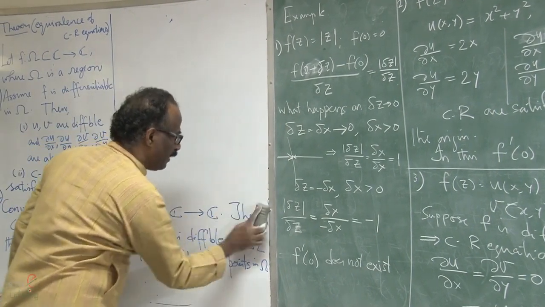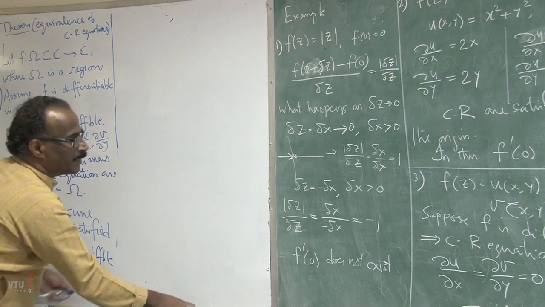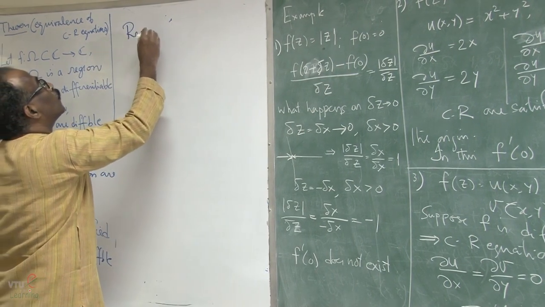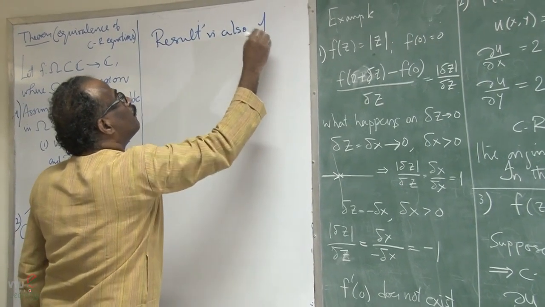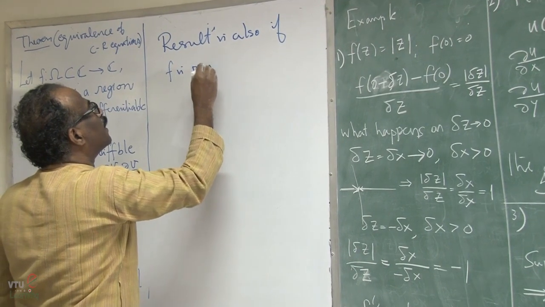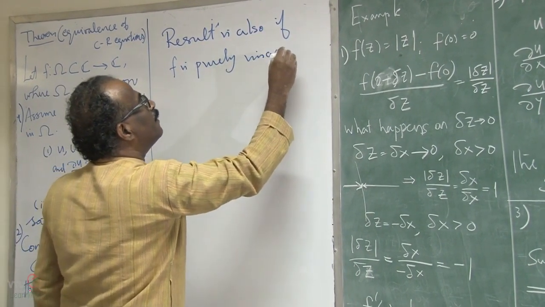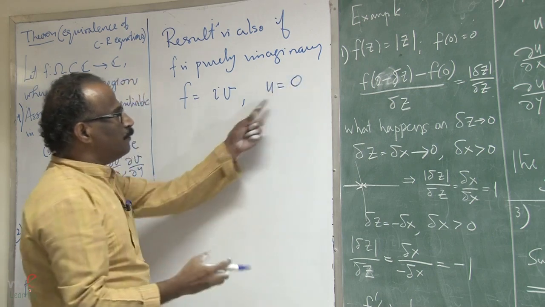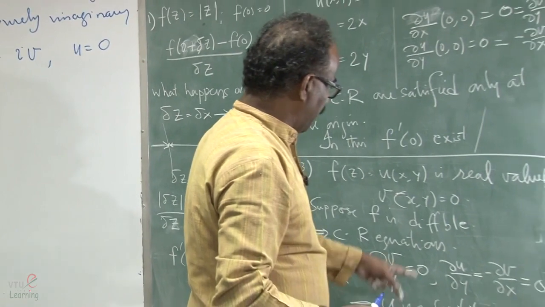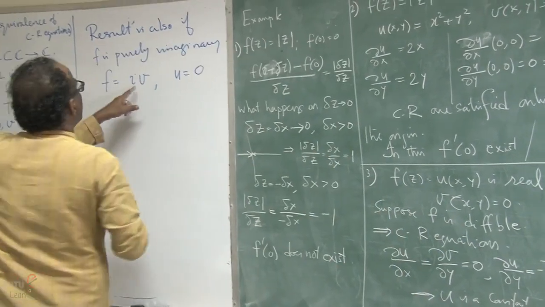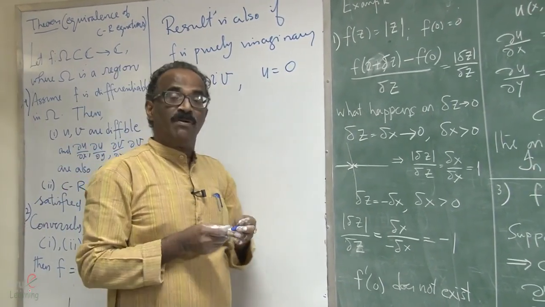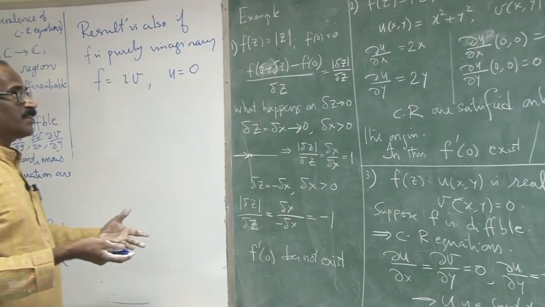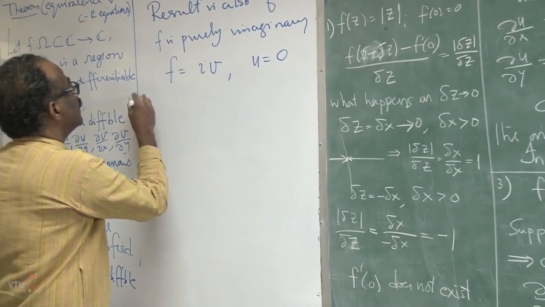The result is also true if f is purely imaginary. What is the meaning of purely imaginary? It means f is equal to iv and u is equal to 0. If you do the same thing, you conclude that dv by dx is equal to 0 and dv by dy is equal to 0, and then you get a purely imaginary constant. So a non-constant function cannot be differentiable in the complex analysis case. In the sense of complex differentiability, you cannot have such interesting things.